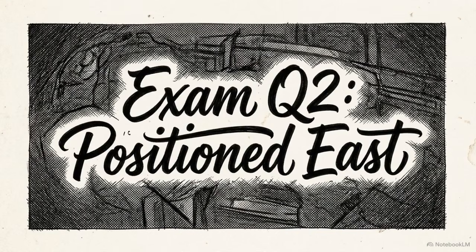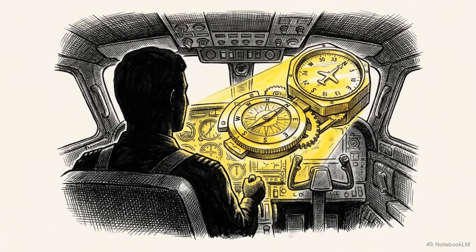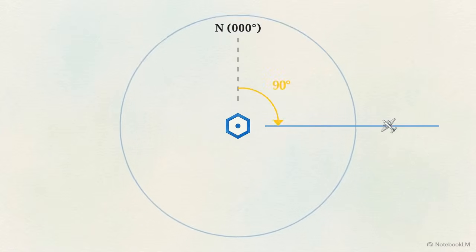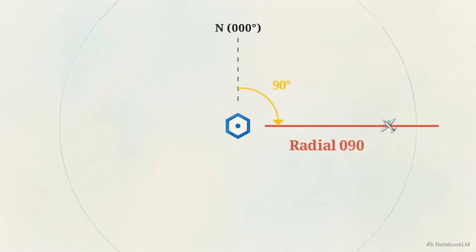Now look at this one. An aircraft is east of a VOR. Which radial is it on? The trap here is overthinking the aircraft's heading, which the question deliberately omits. It doesn't matter. Radials radiate outward from the station center. Since the position is east, the outward measurement intersects the aircraft at 90 degrees. The answer is the 090 radial.